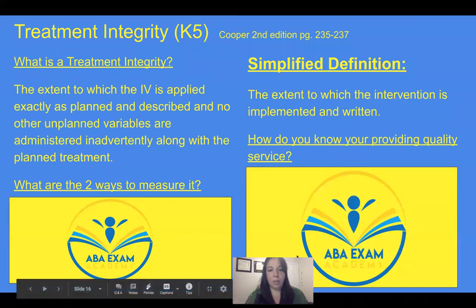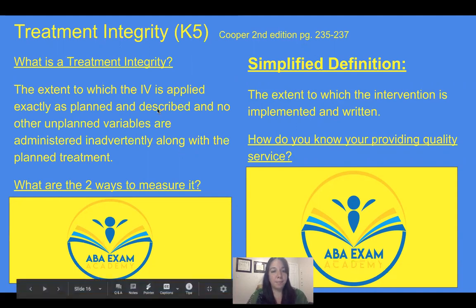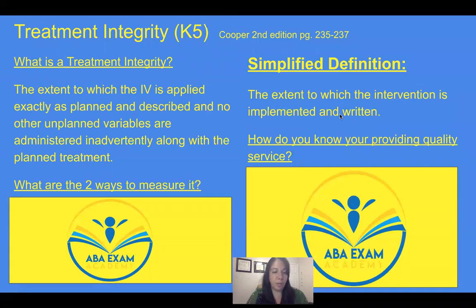All right, last one. Treatment integrity, K5, which is page 235 to 237 on the Cooper book. Okay, what is treatment integrity? Treatment integrity is the extent to which the IV is applied exactly as planned and described, and no other unplanned variables are administered inadvertently along with the planned treatment.